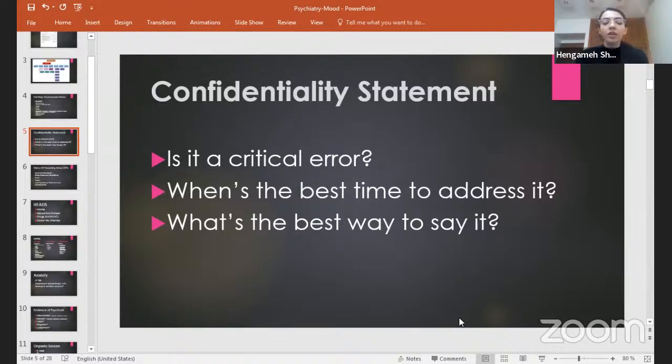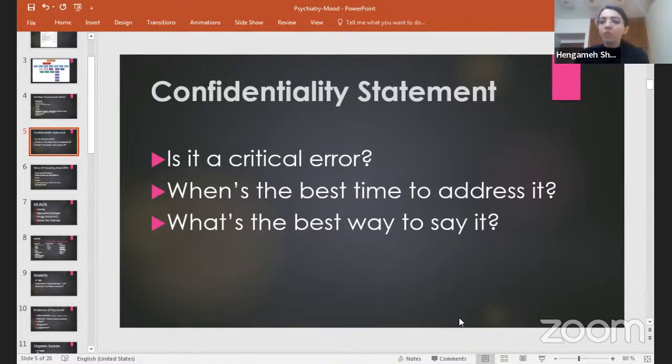It might or might not be a critical error, but the point is, if you don't mention it and you start asking these questions, because they are personal questions, the patient might not open up to you. The patient is going to waste a lot of time. They might not give you straightforward answers. They might not be cooperative unless you mention the confidentiality statement. So please do not risk it, and please mention your confidentiality statement.